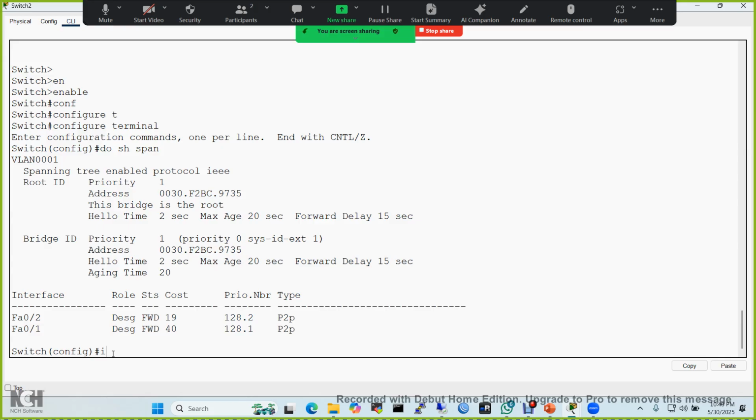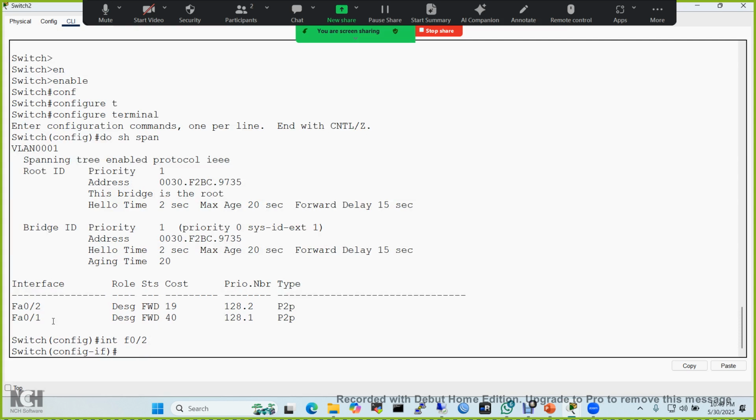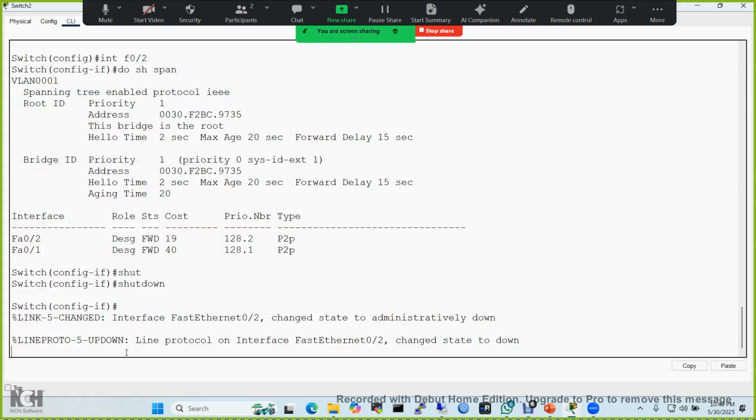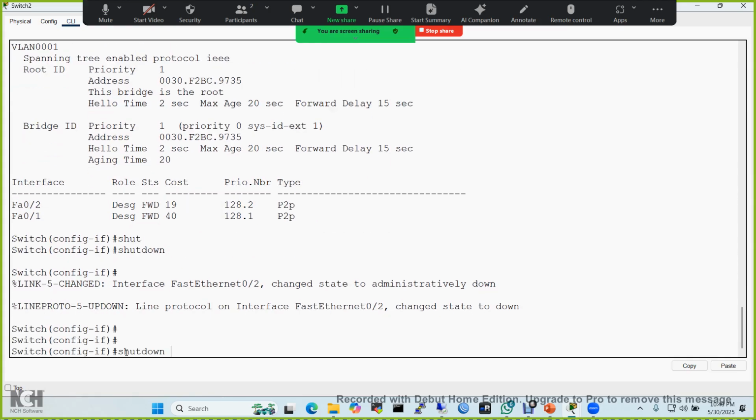Now I will go to interface F0/2. Which one is this port? Is it this one, isn't it? Now I am giving the show spanning tree command again. It is as previous. Now I will make this port shut down.